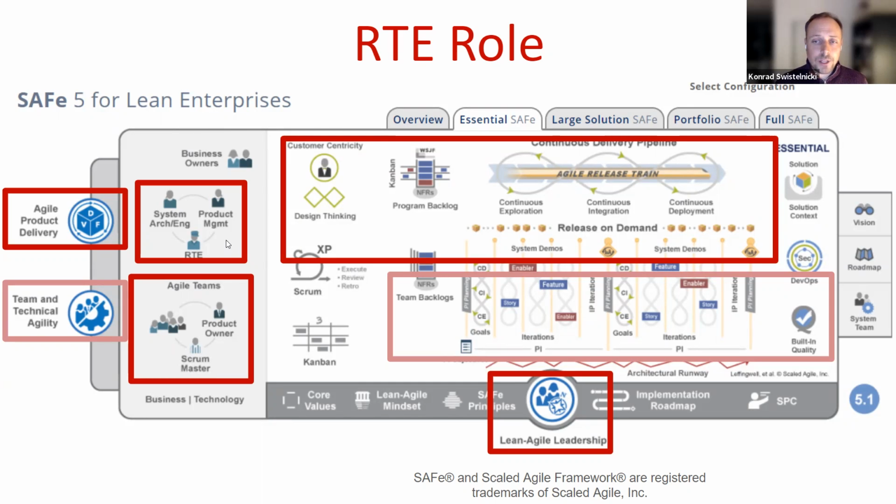Then we have Agile Product Delivery as one of the competencies on the left-hand side. So everything we need to make sure that Agile Release Train is able to deliver effectively. How do we integrate? How do we build? How does the overall process look like? How do we align? How do we identify the dependencies? Those are all the areas of interest of the RTE.